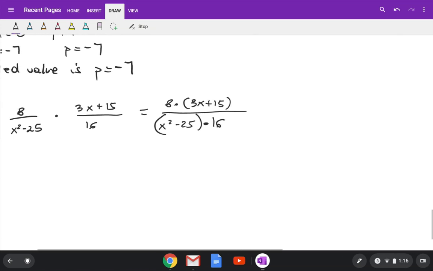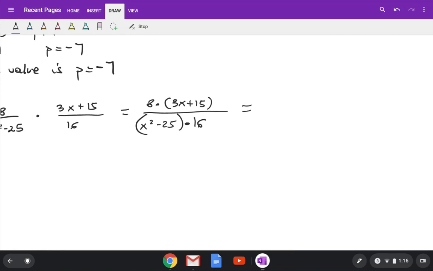But again, to simplify them, you need to factor each. Okay, so we need to factor each. 8 is the same as 4 times 2. I'll just keep it as 8. I'm just going to leave it as 8. Let's talk about 16 right here. Again, 16 is the same as 8 times 2. So I'm going to rewrite 16 as 8 times 2.